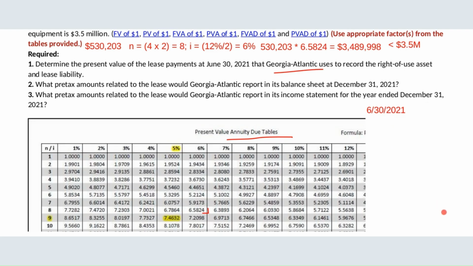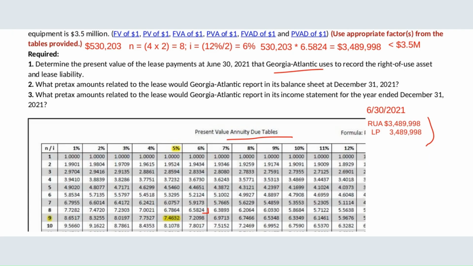So our right to use asset for 3,489,998, and then a credit to lease payable for 3,489,998. Okay, so note that I'm using the lowest of the two. I'm using the present value of the lease payments rather than the fair market value because it's lower. All right. So that will be our entry.